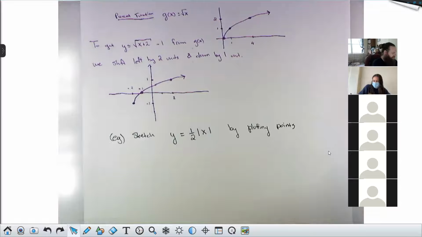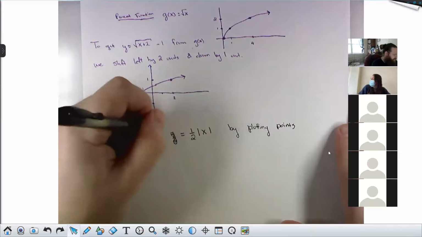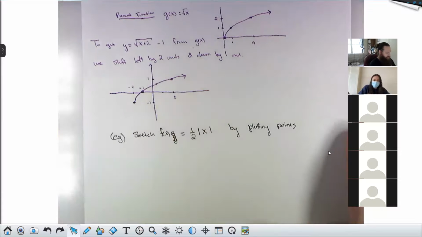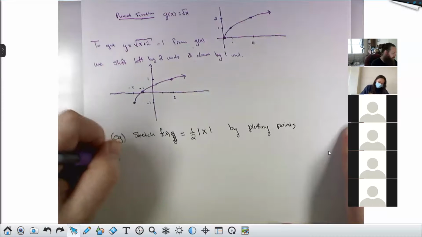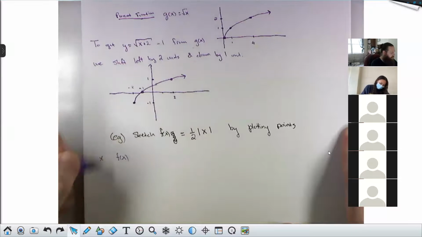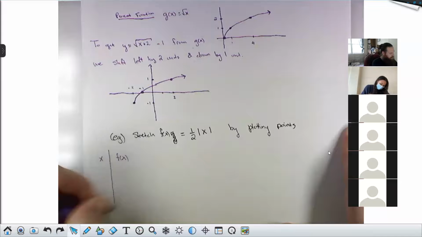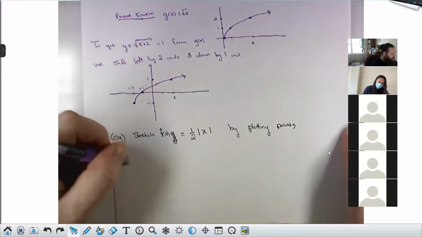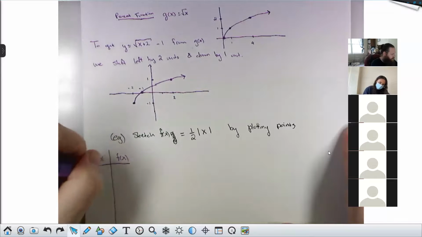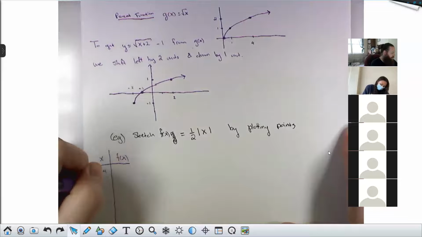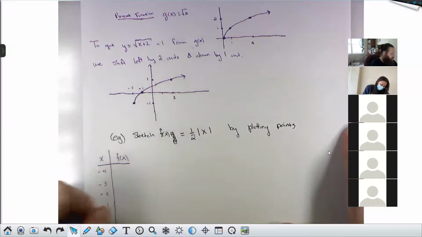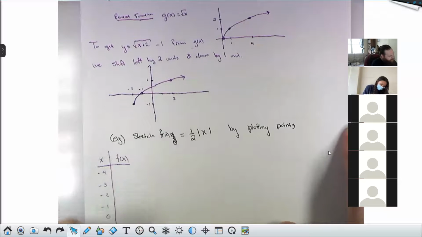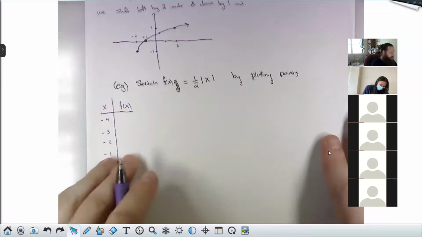Oh, and I've been calling these, let me do this sometime, it's f of x, right? Okay, let's do that. So here's my table, x comma f of x. And let's look at -4, -3, -2, -1, 0, 1, 2, 3, 4. All right, big table here. You'll see why.